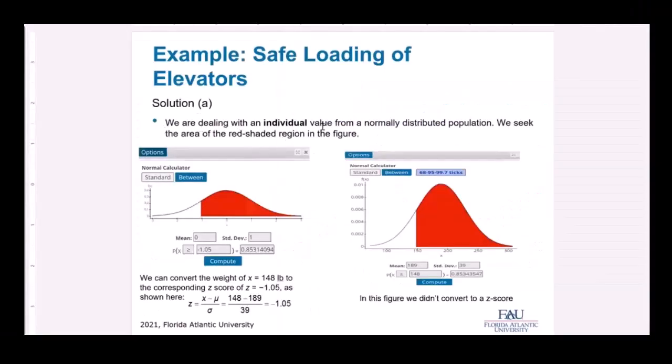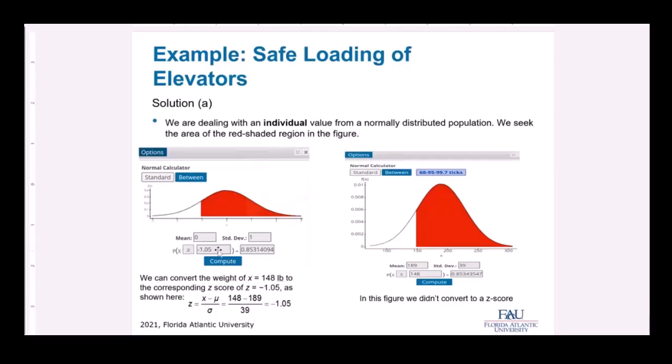Here we're dealing with an individual value from a normally distributed population, so we seek the area of the red shaded region in the figure. The first thing we could do is convert the weights using a z-score and get x minus mu over sigma, where 148 is what we're looking for, minus 189 divided by 39, is equal to negative 1.05. And we want to find all z values greater than negative 1.05.